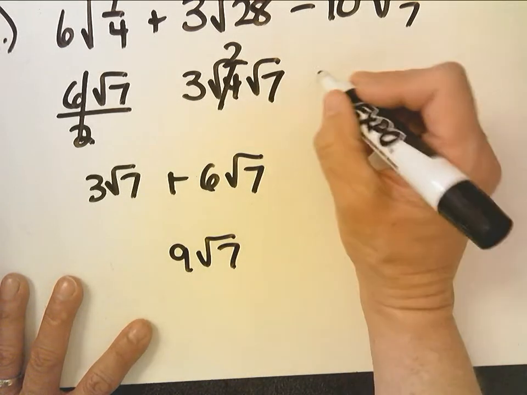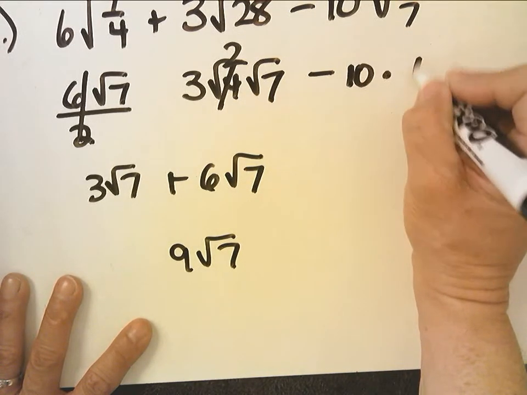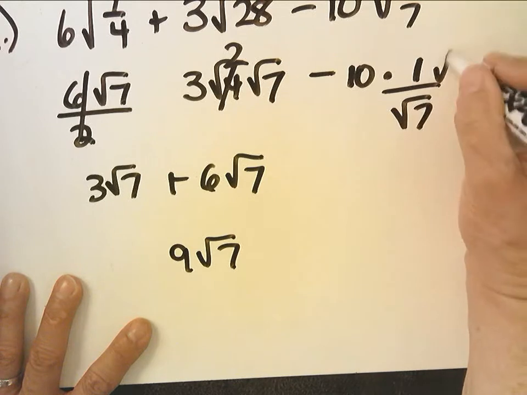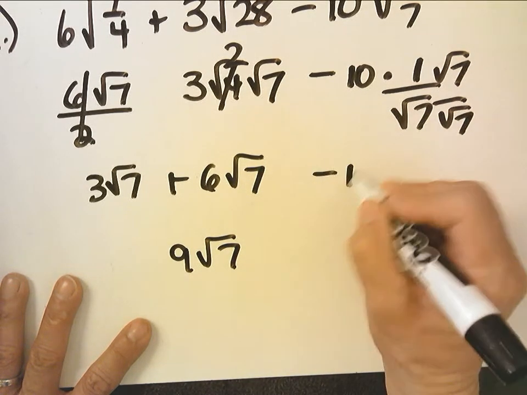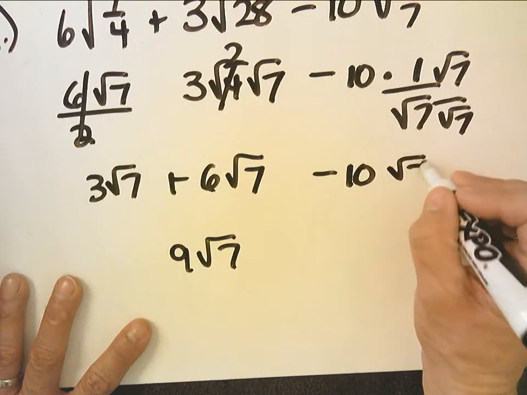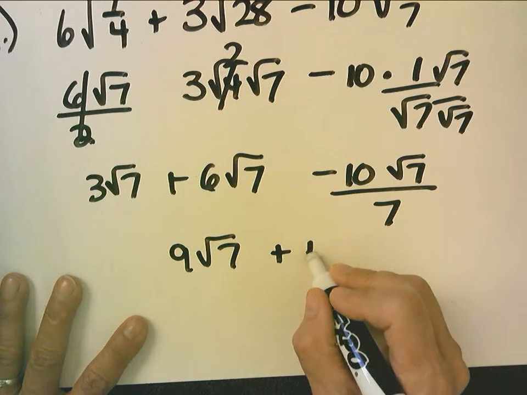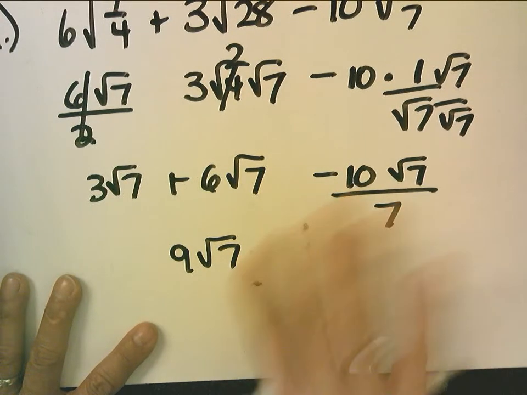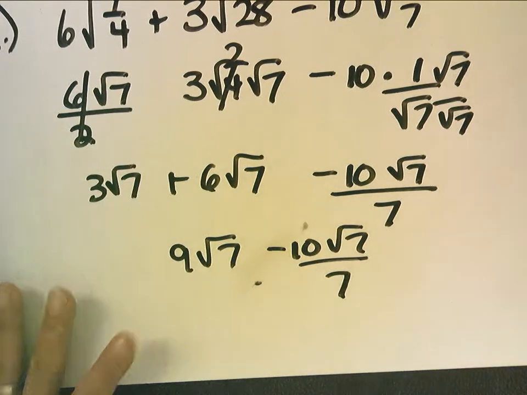I'm just getting ready. Now this is minus 10 times 1 over root 7 times root 7 over root 7. So this becomes minus 10 times root 7 all over 7. So I have 9 root 7 minus 10 root 7 over 7.